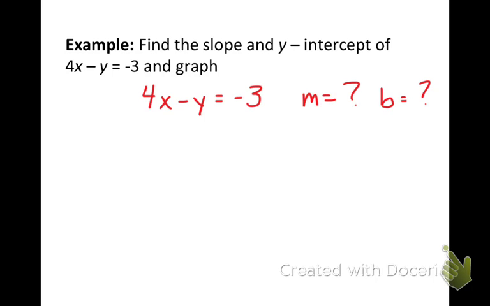So I always just kind of move things in my mind. If I move this over, that means then I have to move the negative 3 over. And what would the negative 3 become on the other side? A positive 3, right? So then I get 4x plus 3 equals y. Did everybody see that? Did I throw anybody through a loop?